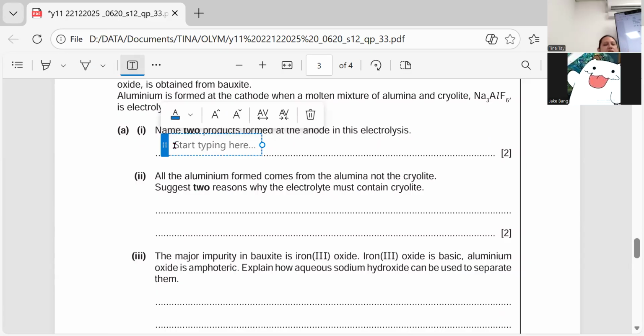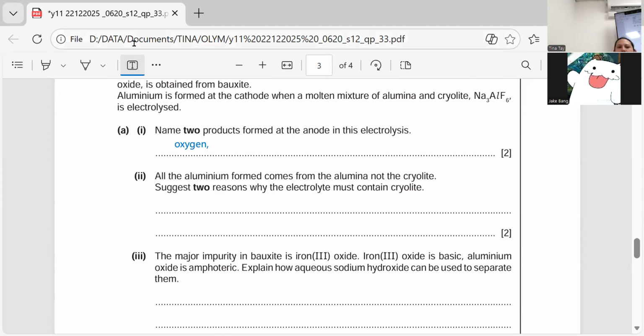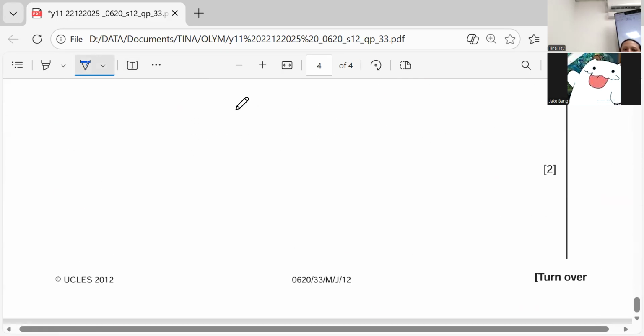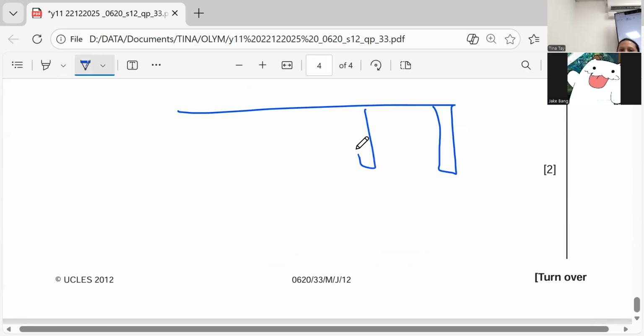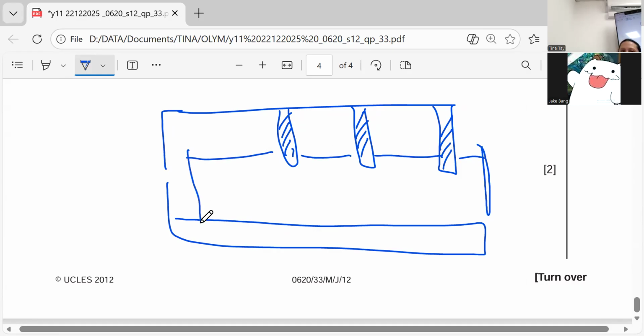Okay, so one is obviously oxygen. What's another one? Which one is neutral? So what happens is, okay, I draw here for you. Anode is up or down for electrolysis? Up or down is anode? You forgot already. What is that?